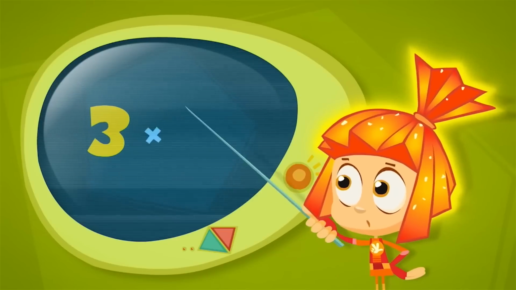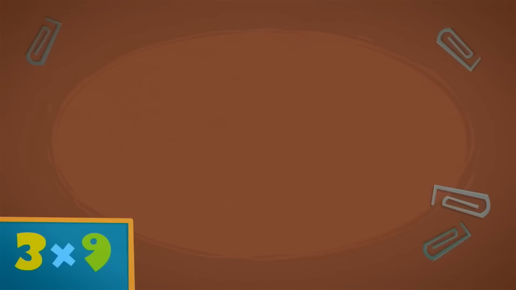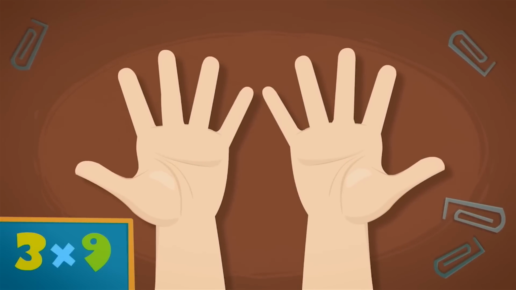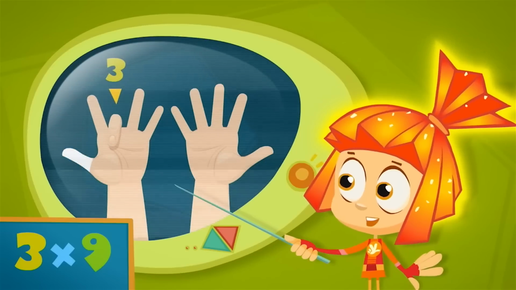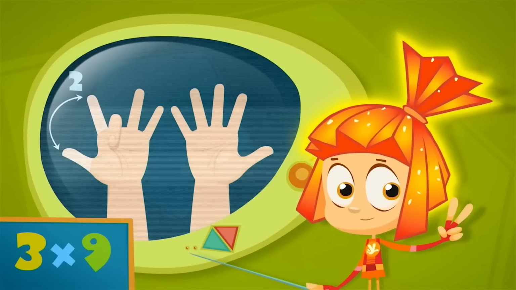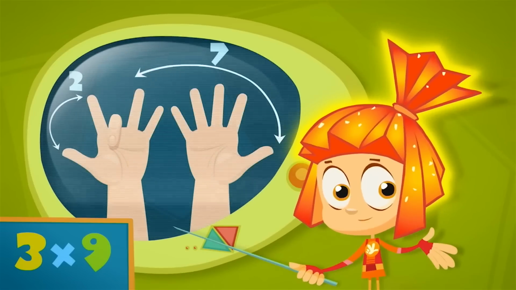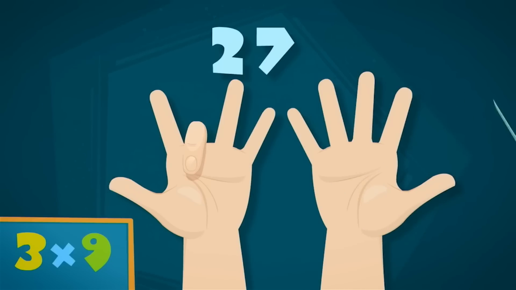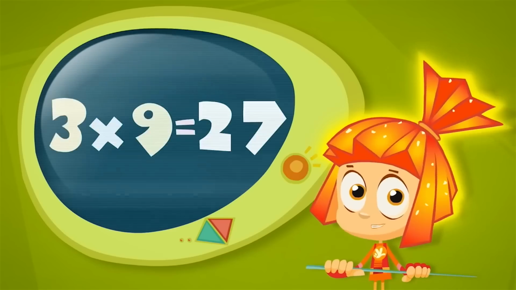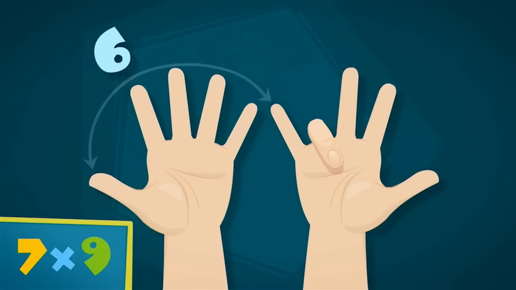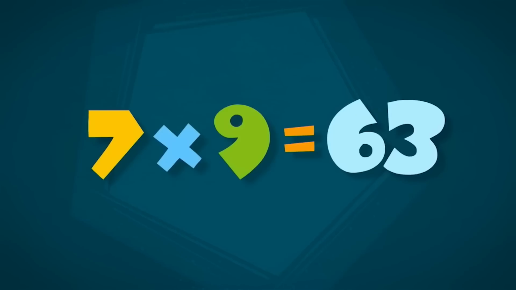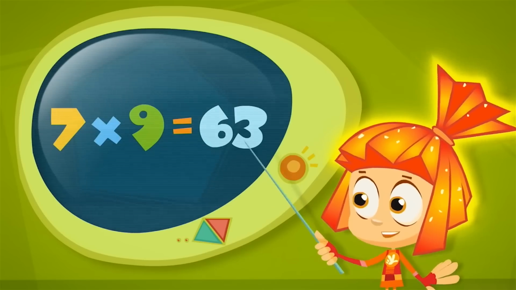Let's say you need to multiply the number 3 by 9. Put your hands face up in front of you. Now, find the 3rd finger from the left and bend it down. So what do we see? There are 2 fingers to the left of the bent finger and 7 fingers to the right. 2 and 7 means that the answer is 27. You got it? Great! Let's do another problem. What is 7 times 9? Here are 6 fingers, and here are 3. That's right! The answer's 63.